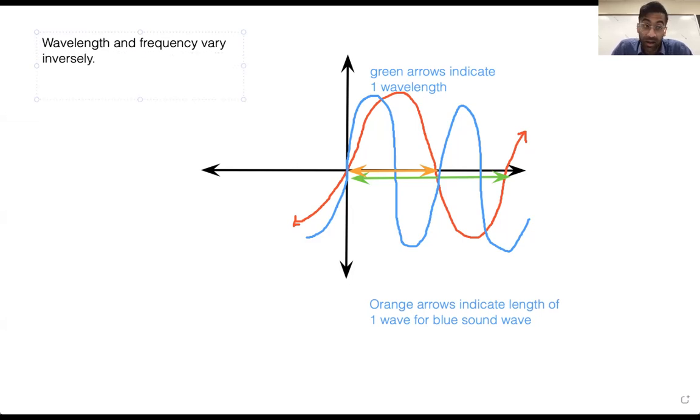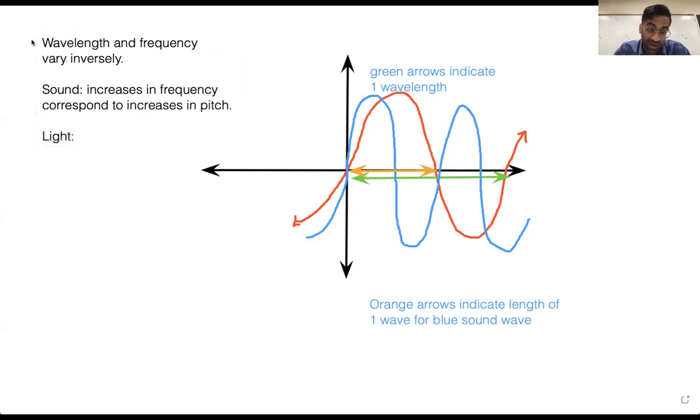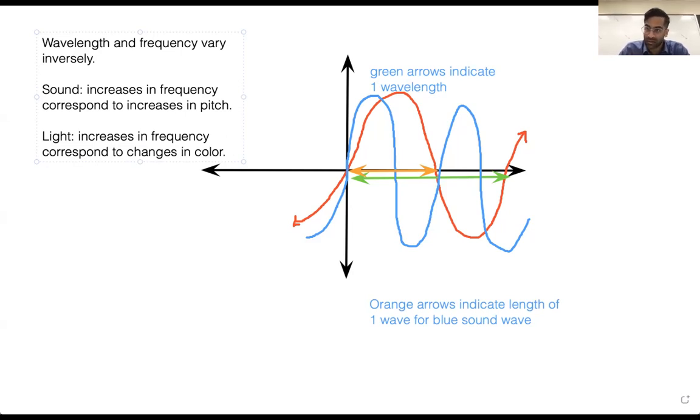Now, I just want to talk really quickly about how this manifests. With sound, increases in frequency correspond to increases in pitch. With light, which we're going to talk about more and more often, increases in frequency correspond to changes in color. You may remember, and if you don't, this is on the reference table, that there is a band for the frequencies of different colors. Blue or indigo has the highest frequency. If we go all the way to the lowest frequency and longest wavelength, it would be red.